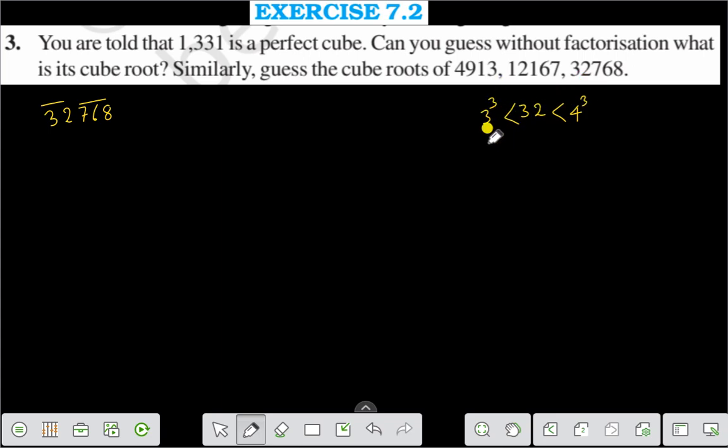Because 3 cube is 3 times 3 is 9, 9 times 3 is 27, that is 27, and 4 cube is 4 times 4 is 16, 16 times 4 is 64. The smaller number is 3. Therefore, the tens place of the required cube root will be 3 because it is the smaller number. And here you see 768. This digit 8 is the end of the number.